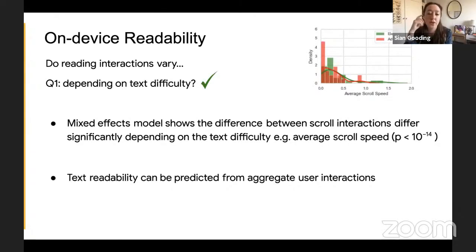We've also found that you can predict the readability of text from these aggregate user interactions alone, which is quite an interesting finding, because all traditional readability systems use features of the text, so text length, but you can predict readability looking at these aggregate interactions. And we've also found that you can really improve state-of-the-art models on readability by incorporating this information as well. So that was a good finding.